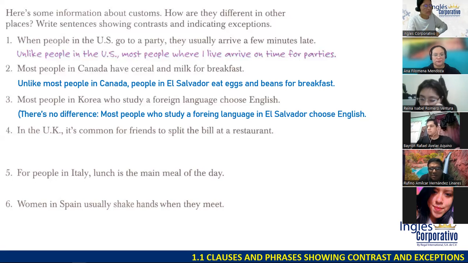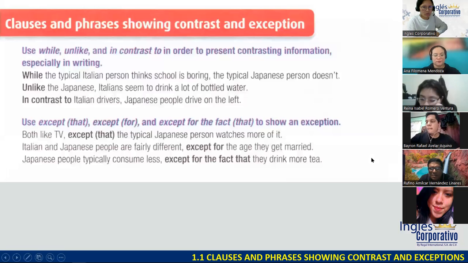People in El Salvador, okay, and let me go back here, okay? Vamos a irnos para acá. Voy a usar: people in El Salvador who choose to study a foreign language, porque no todos escogemos aprender una lengua extranjera, pero people in El Salvador who choose to study a foreign language choose English, except for students at private schools. Excepto por los estudiantes de las escuelas privadas. ¿Por qué? Porque ellos ya reciben inglés, entonces ellos buscan otro idioma que aprender porque ya están aprendiendo inglés. Entonces, ahí sí estoy poniendo una excepción.